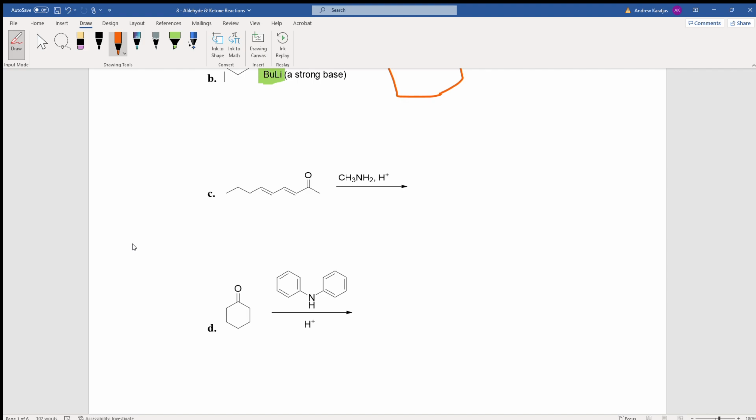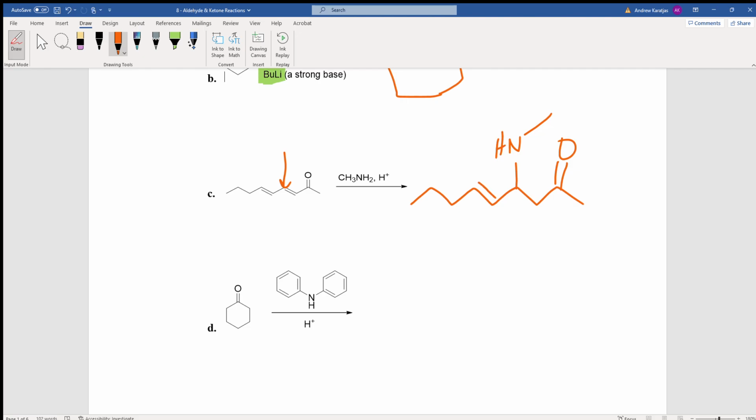Now, in part C, we can see that the carbonyl is conjugated. And the amine is one of the nucleophiles that we've identified in class as being reversible. In other words, it'll add 1,2, but then it gets kicked out and adds 1,4. That being our 1,4 position. So if this amine adds 1,4, we would get this product.